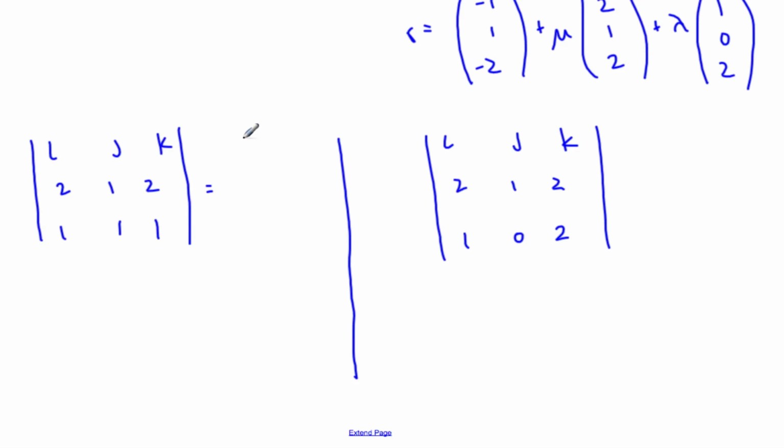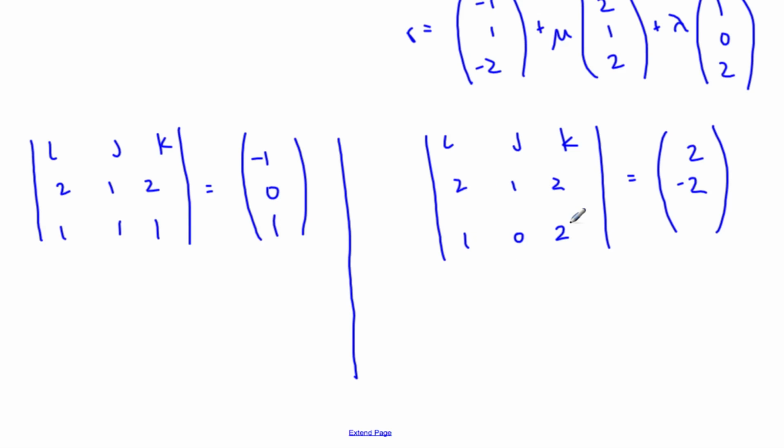So now if we do the cross product here, start here, 1 minus 2 is minus 1, 2 minus 2 is 0, and then 2 minus 1 is 1. This one we have 2 minus 0 is 2, 2 minus 4 is minus 2, and then 0 minus 1 is minus 1.